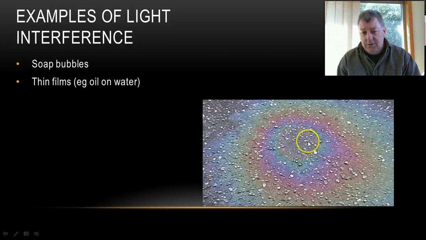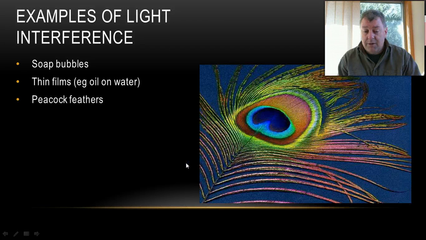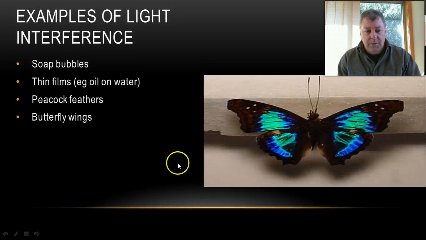Oil. Here's a droplet of oil on wet asphalt, and you can see this range of colours coming across here, and that's interference as well. Peacock feathers. You may not think of that, but they're designed to give these bright iridescent colours because you're getting interference from the light that goes in and bounces around and comes back out.